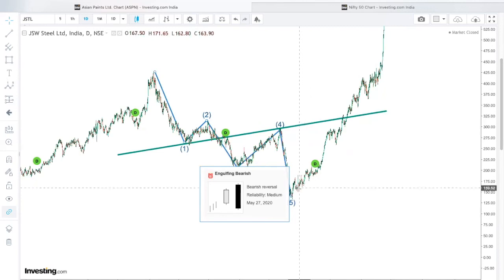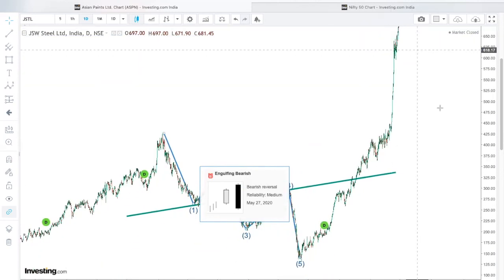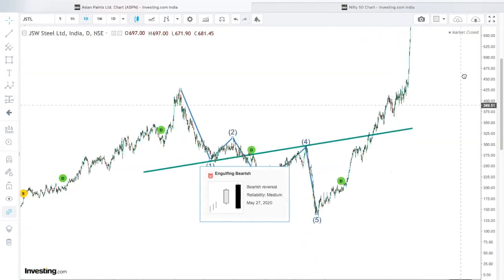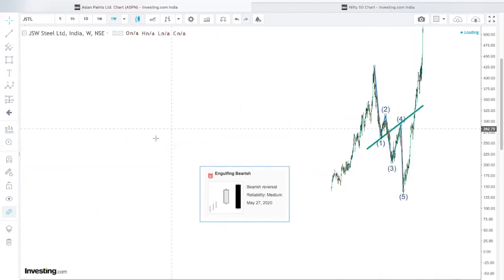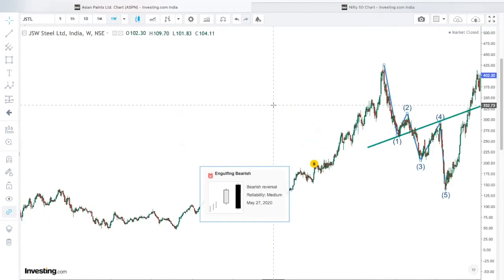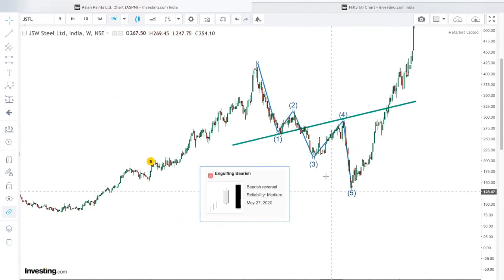Here also we can draw Elliott waves: wave 1, wave 2, wave 3, wave 4, wave 5. Straight away, this is wave 5, so wave 5 is completed. We can see a little bit of sideways movement. Let me show this as a weekly. If you take weekly, the number of candles will get reduced. So this is the Elliott wave.